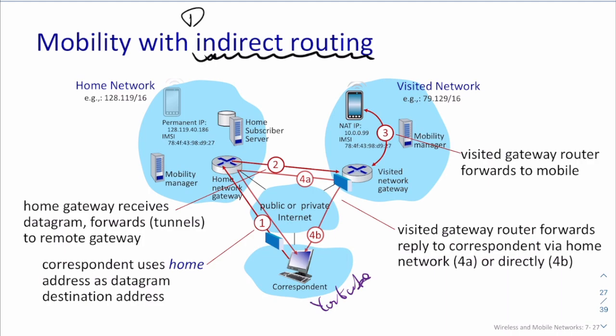So the correspondent uses the home address as the datagram destination IP address, but your home gateway knows you are not there already. So step number 2, the home gateway receives the datagram and forwards, which means tunnels, the datagram to the remote gateway. So step number 3, the visit network gateway will receive such content, and because the visit network gateway and the MM know where you are, the visit gateway router will forward the content to your mobile.